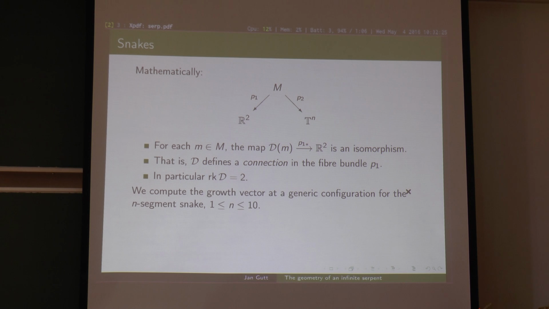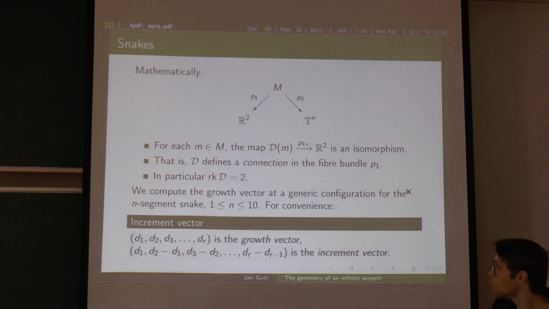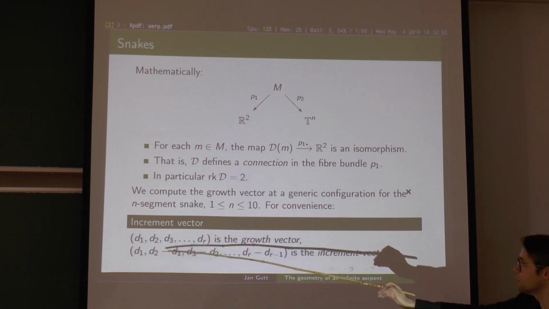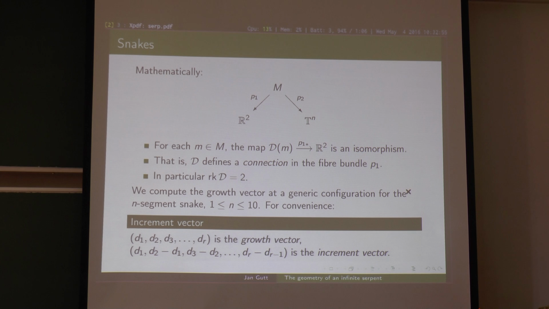And we just put it into a computer, and we compute the growth vector at a generic configuration for the n-segment snake. Well, let's say we'll go up to n equal 10. By the way, before we do this, the growth vector is not very convenient because those numbers tend to get large. I define something that doesn't really have a name, so I'm going to call it an increment vector. That's not a standard name, I guess. So instead of taking those integers d1, d2, and so on, I take d1 and then the differences. So I take the differential growth vector. So the last increment is 0. Exactly. The process stops and will never grow.